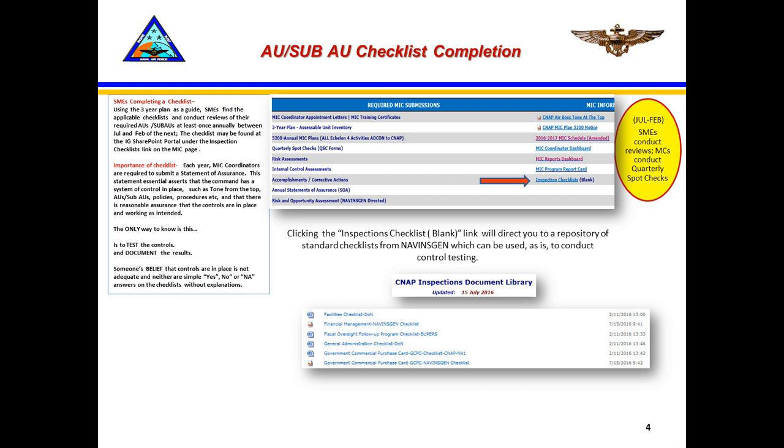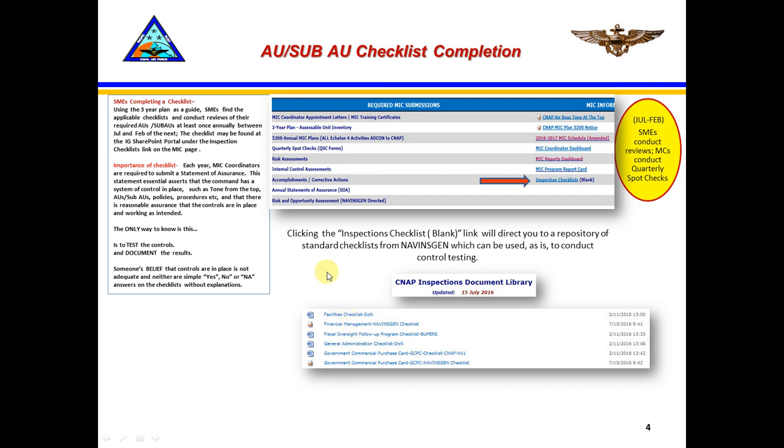So the SMEs go and find the applicable checklist. They do that by going to our CNAP IG SharePoint site. Once they get there, they go to the MIC page. And then on the MIC page, from the middle on down, you'll see the links to all the things that really apply to you and that you use most often. One of those is inspection checklist blank. Once you click that, it's a central repository for all the checklists from NavInsGen, and you find the one that applies to what it is that you're trying to review.